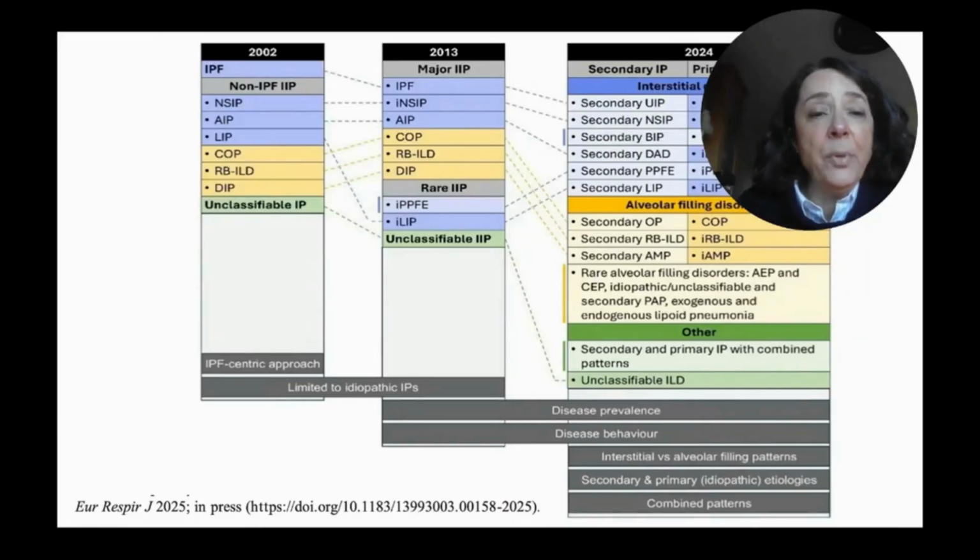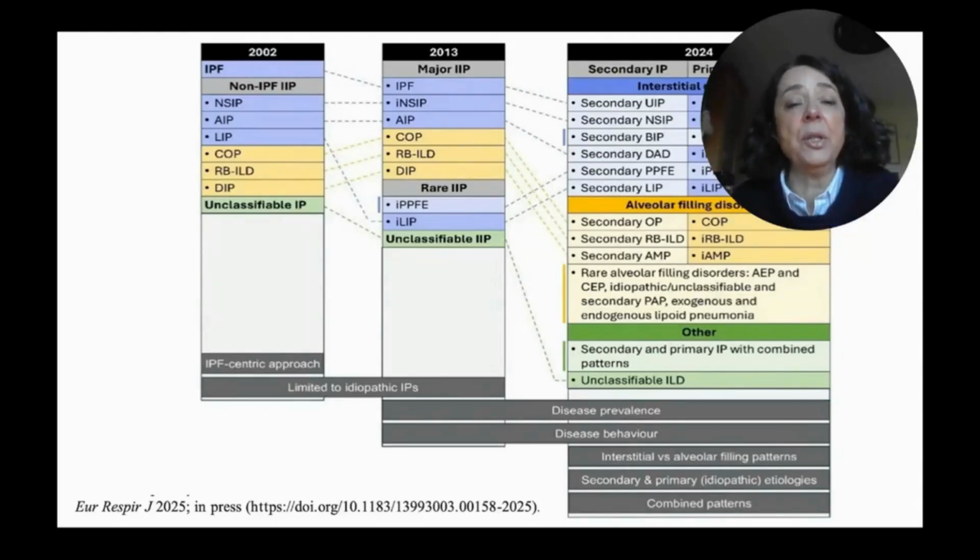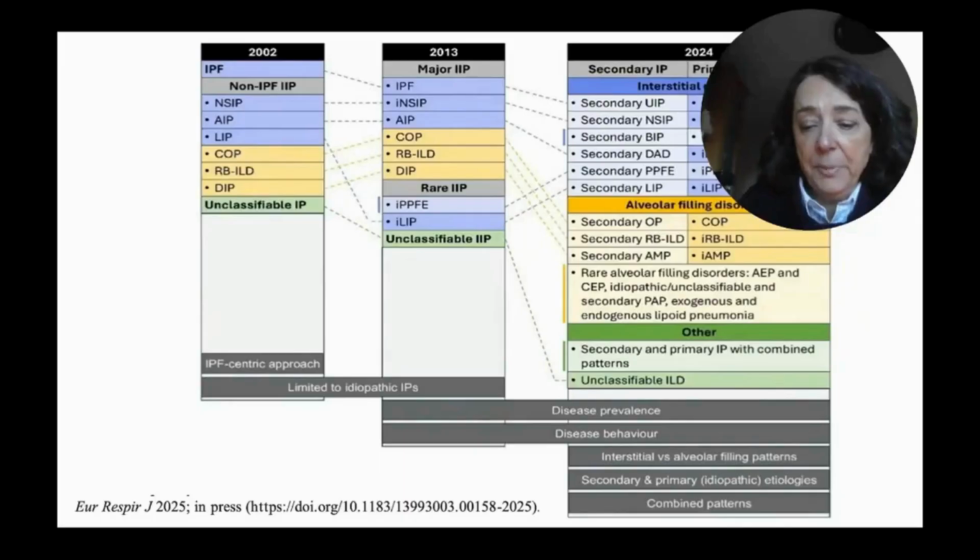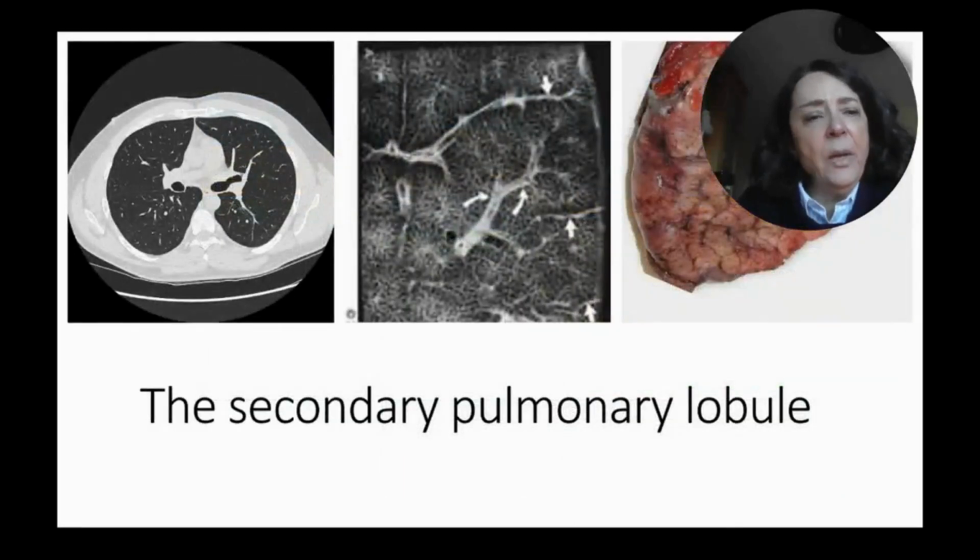Other entities that the previous classification in 2013 considered rare have now been identified and included in the classification, namely IPPFE, which is idiopathic pleuroparenchymal fibroblastosis, and lymphoid interstitial pneumonia. They have also included other entities that were not clearly classified in the previous classification. So anyway, the classifications are very good, but we have to understand how to read the biopsy.